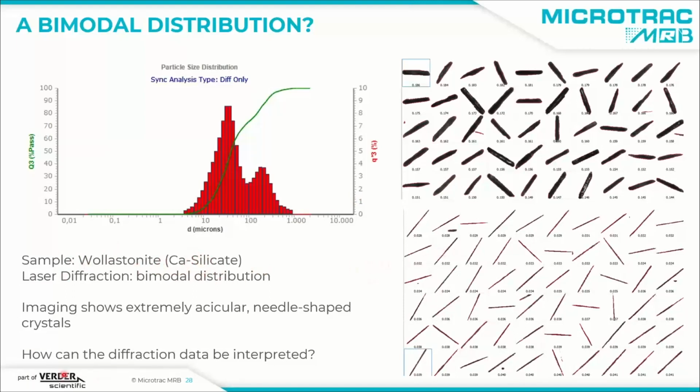It just makes very elongated particles. And if you only had the laser diffraction, you would think, oh, it might be a mixture of two different sizes. But if you look at the images, you see, it's really length and width that is reported here.